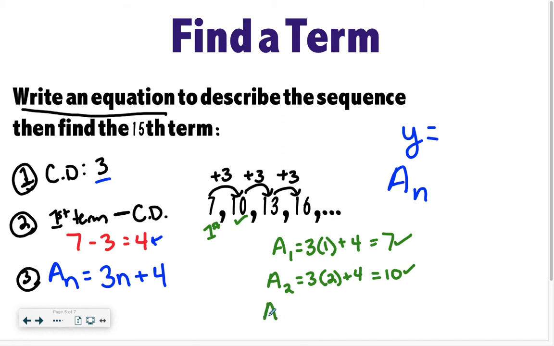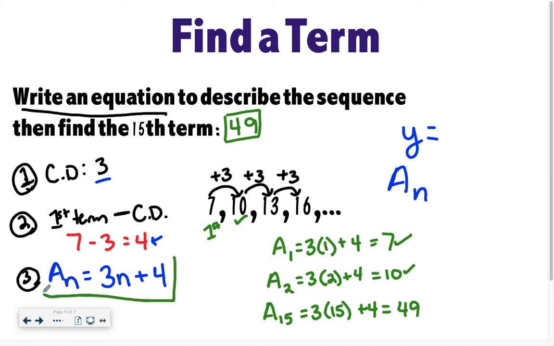Now, the question is asking me about the 15th term. So I'm going to plug 15 in where there was an n and see what I get. So 3 times 15 is 45. 45 plus 4 is 49. So the 15th term is 49. And my equation was right down here.